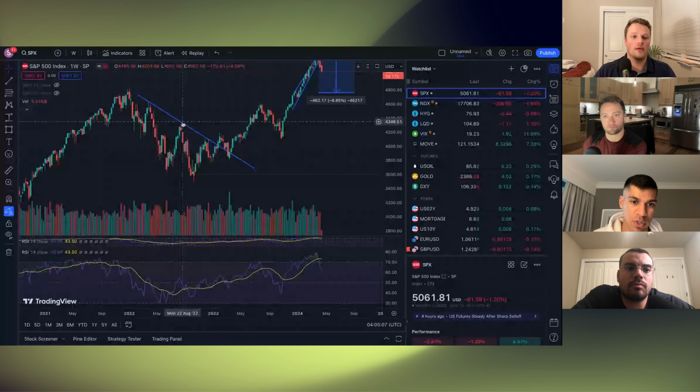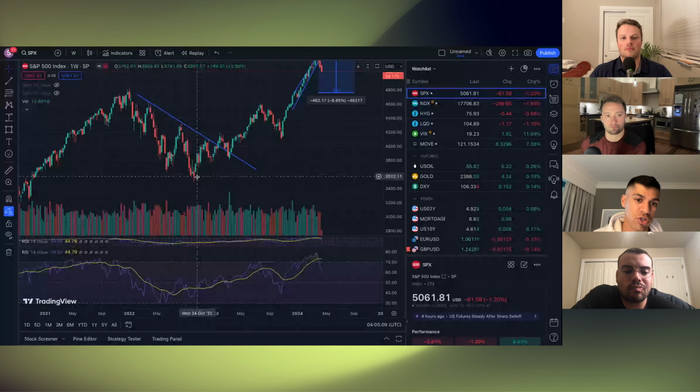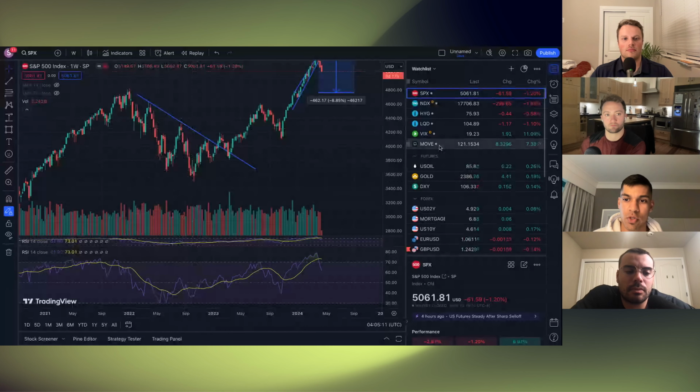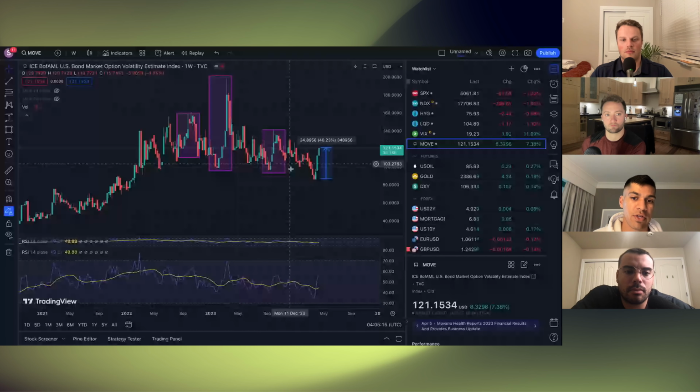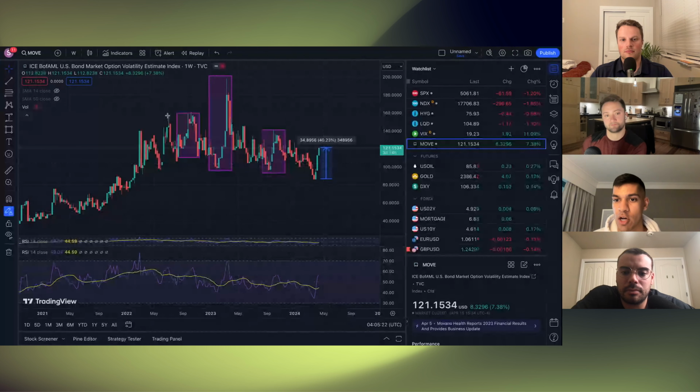Also, in August 2022, we saw this steep downtrend. So what you see is when you look at the bond market volatility, when you have periods of increased volatility within the bond market, that usually correlates with some sort of risk off movement, risk assets, stocks and stuff selling off.